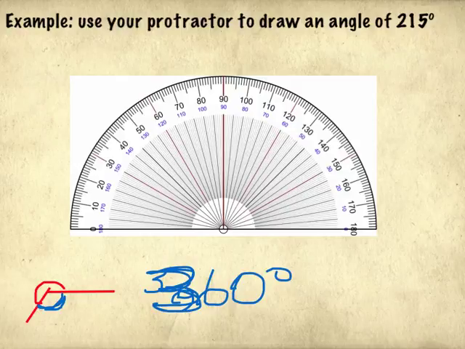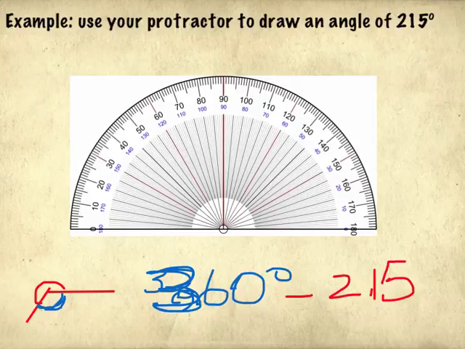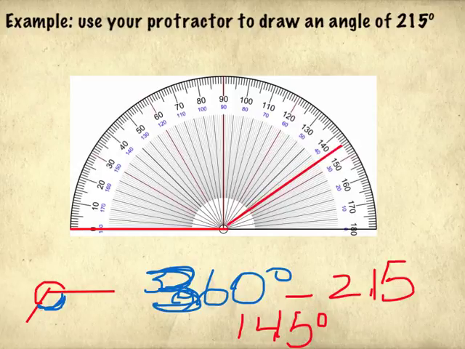So to get that red part, I'm going to find out what that blue part would be. If the red is 215, the blue is going to be 360 take away 215. So if I do that on my calculator, it turns out to be 145 degrees. So what I'm going to do is I'm going to draw a 145 degree angle. So I'm going to put one on 0, and my other one will go to 145. So that's an angle of 145 degrees, but I don't want 145, I want 215.